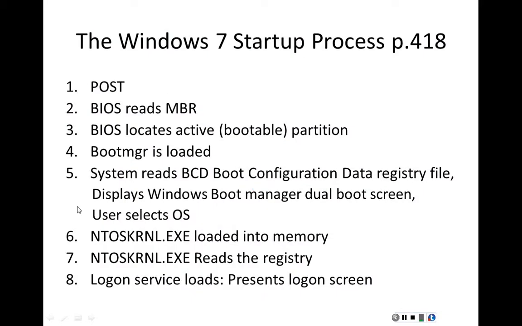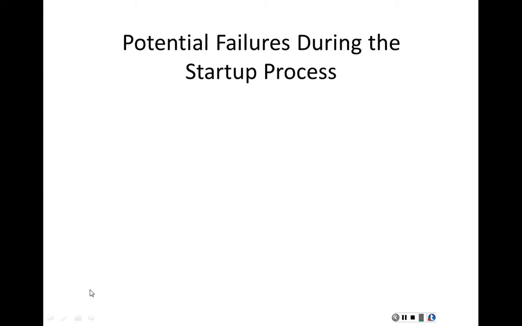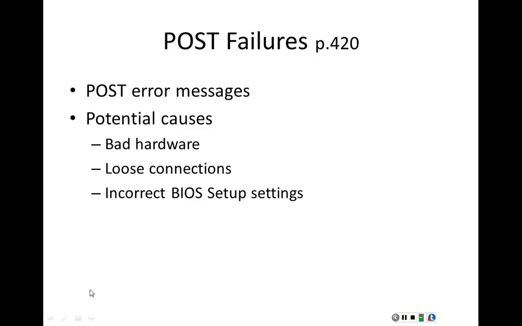So you can see that there are 8 steps in the Windows 7 startup process. Now let's move on to potential failures during the startup process. Well, one would be power on self-test failures. You turn the computer on and you get a power on self-test that says 1701 post hard disk failure.